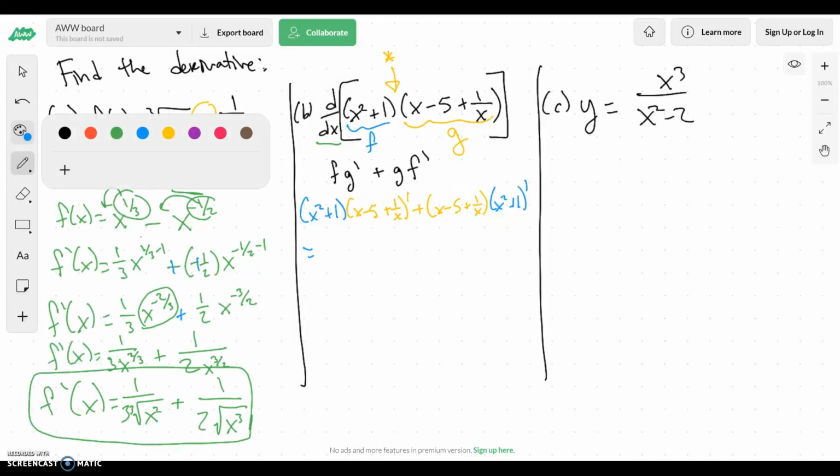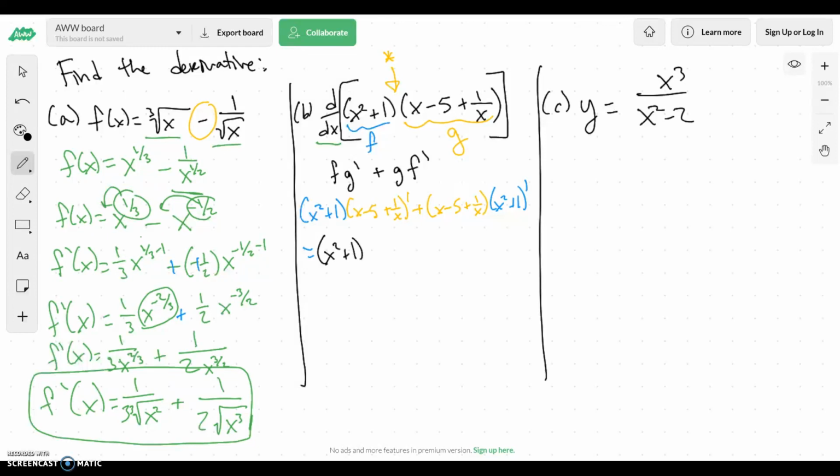So I'm going to get x squared plus 1 times the derivative of the first, of the second. The derivative of x is just 1. The derivative of 5 is just 0. And then the derivative of that, well, I know that this thing is just x to the minus 1. Okay, so I'm going to bring this to the front. That's going to give me a minus 1 x, and then subtract it from 1. That's going to give me minus 2.